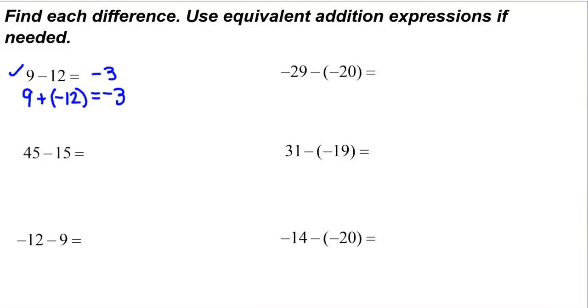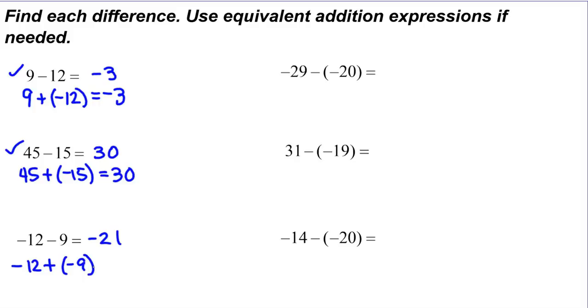Next one, 45 minus 15. Now, this one I can just do. 45 minus 15 is 30, but I could also write that as 45 plus -15, which is also 30. Here, I think the subtraction version is easier as well. Next one, -12 minus 9. This is decreasing in value. We're taking 9 away, so that's -21. We also could write this in addition form as -12 plus -9, which is also -21. Again, we might be split on which one we think is easier there. I think addition is usually easier in this case when the signs are the same.